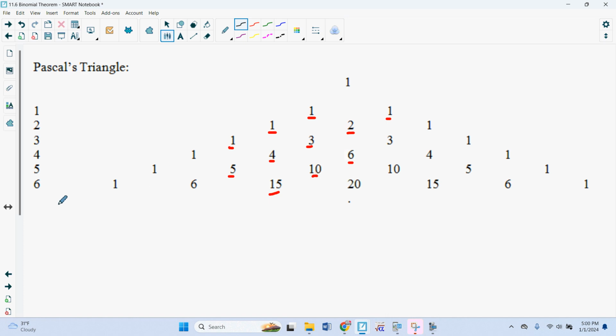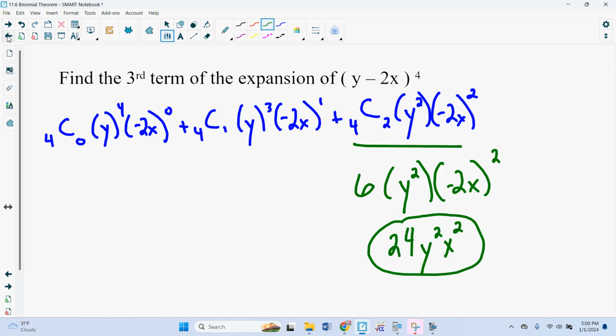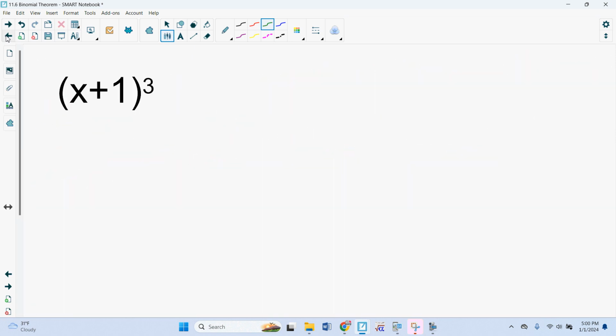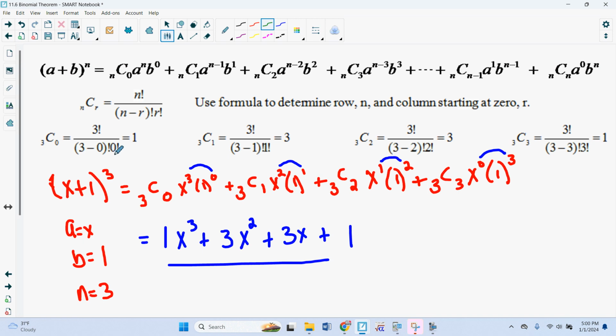If I wanted to go to the 7th row, this would be 1, 7, 21, 35, 35, 21, 7, 1. And what these rows of Pascal's triangle are is our coefficients. Consider when we looked at here with the third, we had 1, 3, 3, 1.